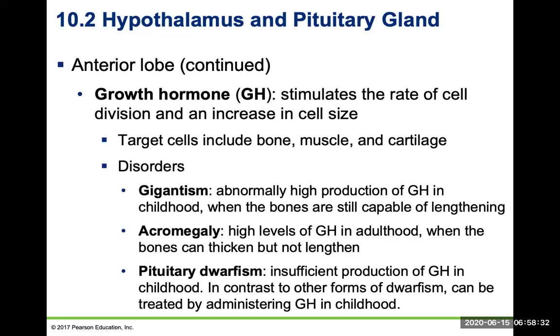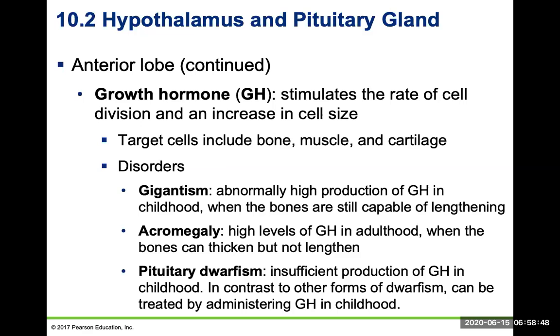Growth hormone stimulates the rate of cell division and increase in cell size. So the nice thing about growth hormone is that the name of this hormone tells you what it does. The target cells will include bone, muscle, and cartilage, and just trying to increase their cell size.